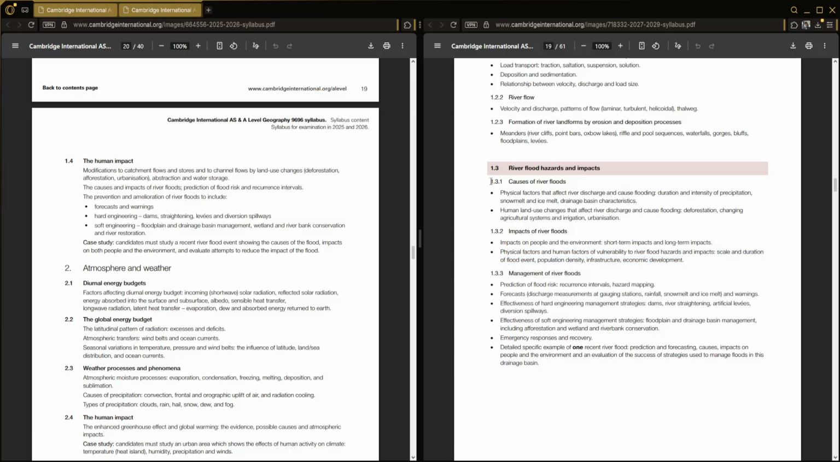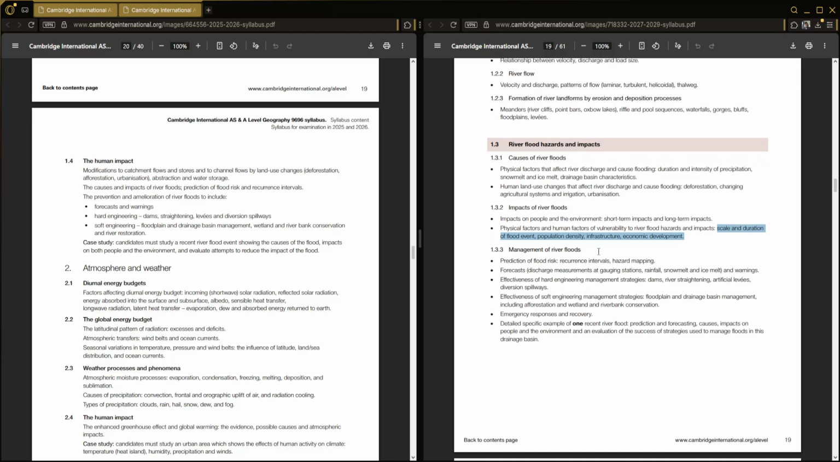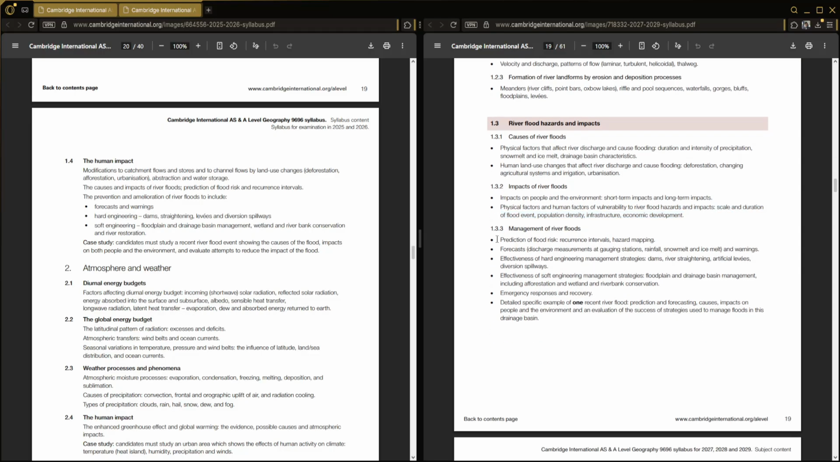So beyond that, for causes and impacts, not much change. It's just this thing, and it's not a lot as well. It's just 1, 2, 3, 4 examples of factors. For management of river floods, again, very similar things. They've structured it so you have recurrence interval over here.